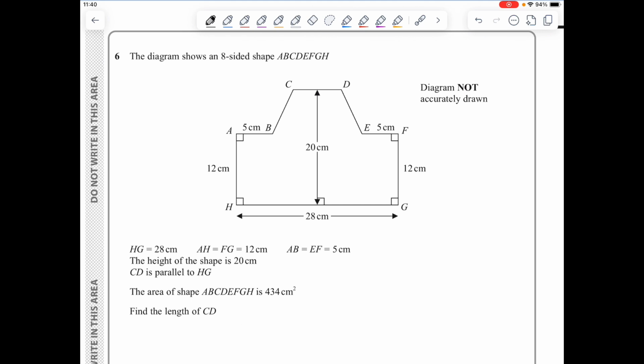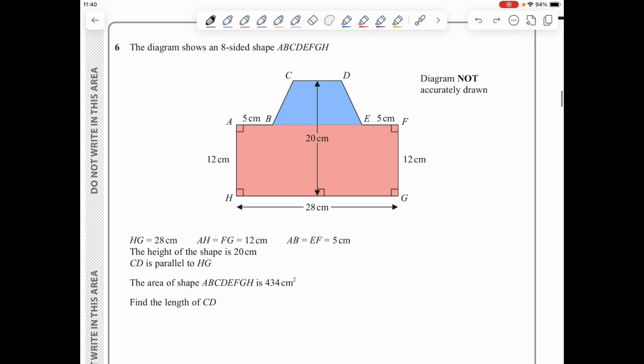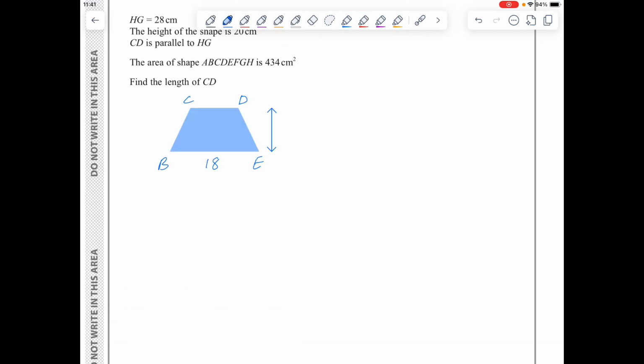I will start question 6 by dividing the shape into a rectangle and a trapezium. Now the area for the rectangle is simple, it's base times height, or length times width. Let's focus on the trapezium. Let's extract it here below. Now the height of the trapezium is 20, which is the height of the whole shape, minus 12, which is the height of the rectangle. So this is an 8. And now I'm given that the total area is 434.